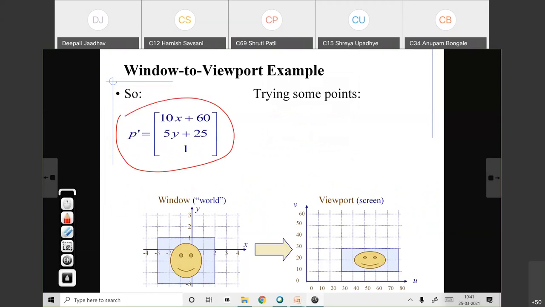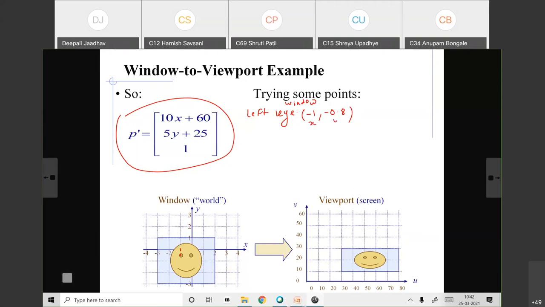Now here some points we are going to see. Left eye, suppose left eye, it is on the window. At which position is it? I see it is minus 1 at the x axis, and on the y axis it is not minus 1, it is less than minus 1. So I see it is minus 0.8. Okay, where is it? In the window. Now in the viewport, where is it available? I will calculate it with the help of this equation.